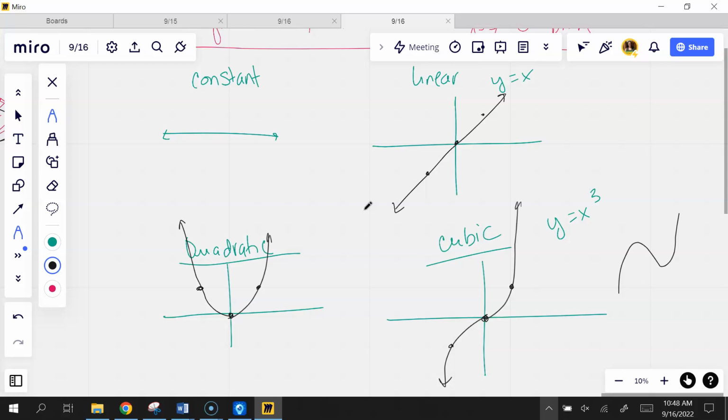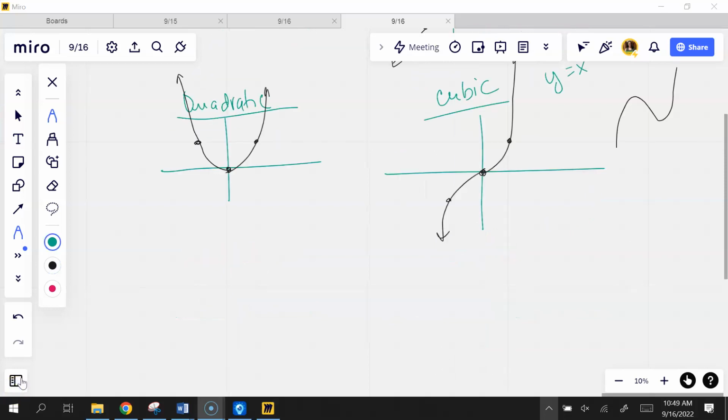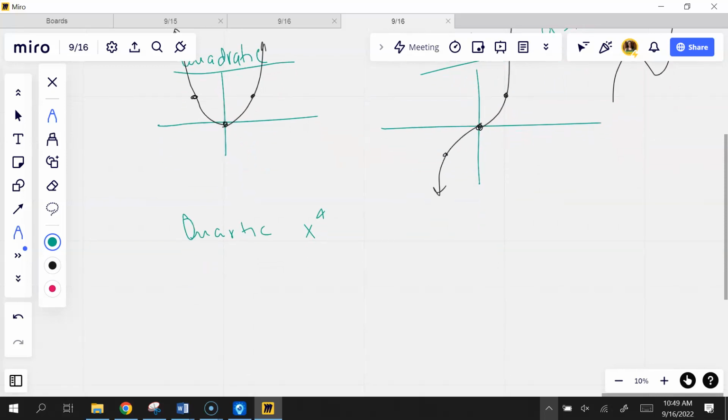What is going on with this board today? I'm not going to get so specific with the points as we go a little bit further because we're going to use our calculators to do a lot of this. But a quartic, which is the 4th power, starts to look something like this.